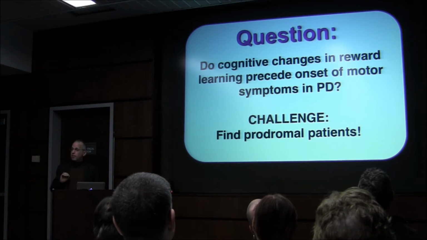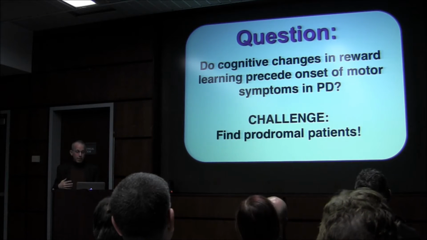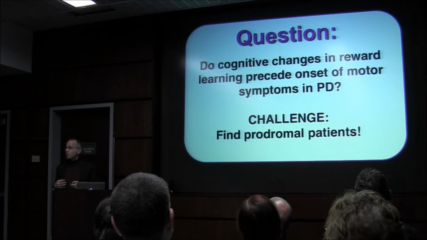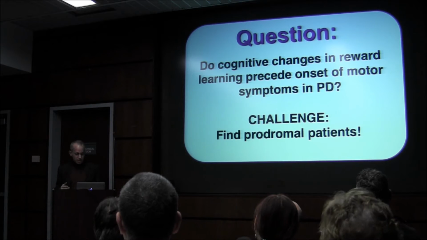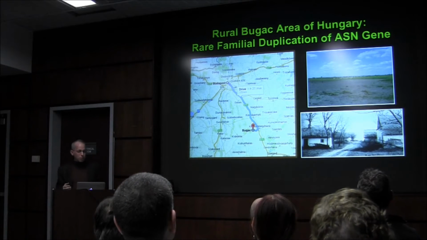So a question that's left aside is, these are all patients who have Parkinson's disease. Do these cognitive changes precede the onset of motor symptoms? And the problem there is, how do you find prodromal Parkinson's patients, patients who we know are going to get Parkinson's disease, but not for a few years? And again, we go to Hungary. We take a road trip for about an hour and a half to the rural area of Buzsák.